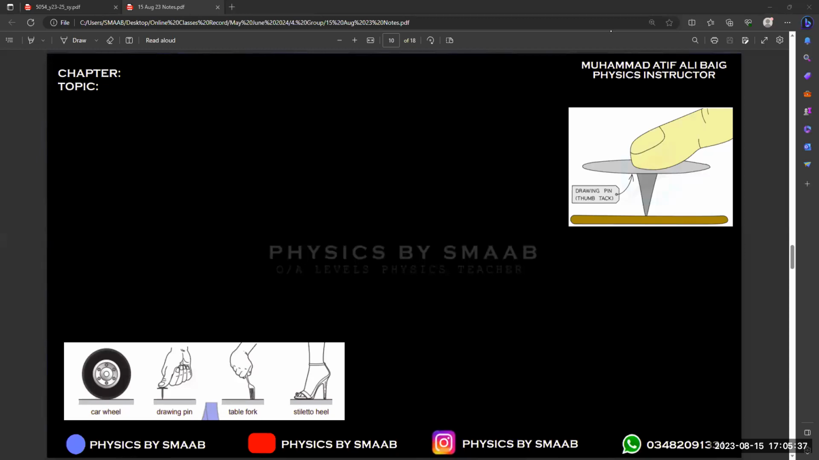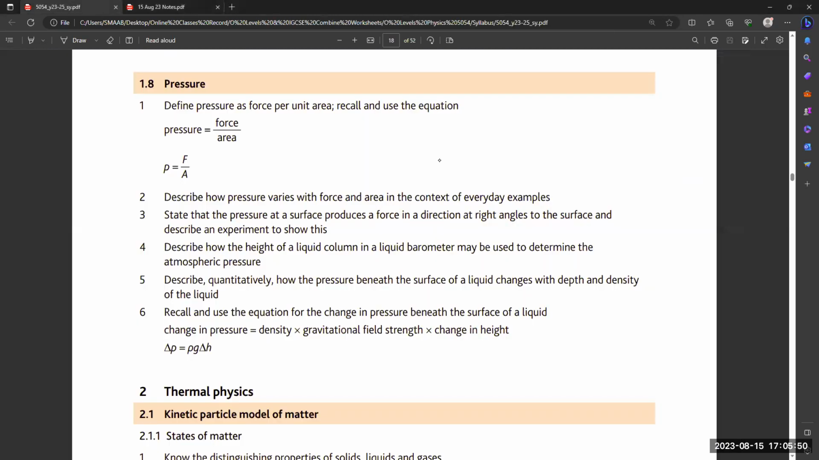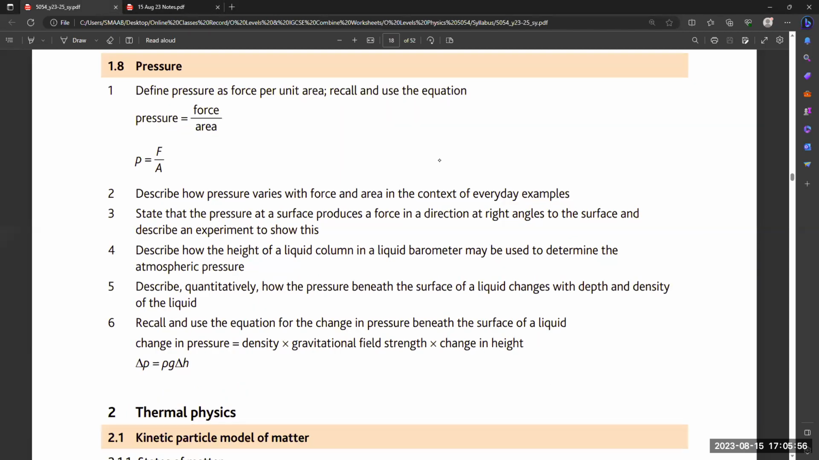Okay, so starting from the pressure chapter. Just like in May June 23, the syllabus was slightly changed, and many detailed topics were reduced from your syllabus. Just like from the pressure section, now you are left with these topics, right?